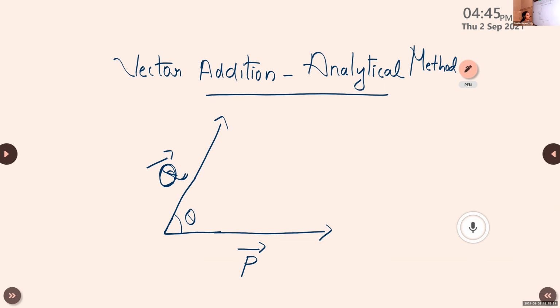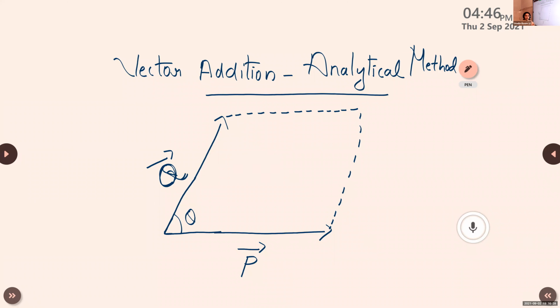For that, we consider a parallelogram. Draw a line parallel to vector P, and draw another line that is parallel to vector Q. Here we want to calculate the resultant vector formed by vector P and vector Q using the analytical method. For that, we are going to apply the parallelogram law because vector P and vector Q are starting from the same initial point.